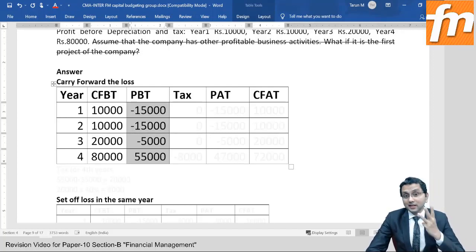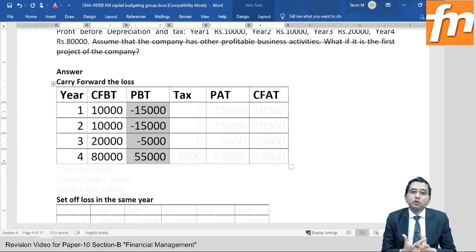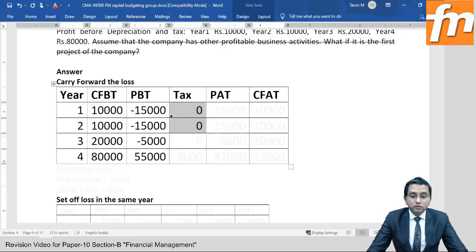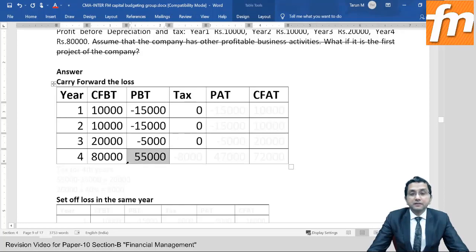Observe here that for the first 3 years you sustained a loss, and in the 4th year you made a profit. You must have studied income tax, and you know that income tax is payable only if there is a profit. If there is a loss, then you don't pay income tax. So in the first year, there was a loss, and so your tax liability is zero. Second year, again a loss, no tax. Third year, again a loss, no tax. But in the fourth year, you made a profit of 55,000 rupees.